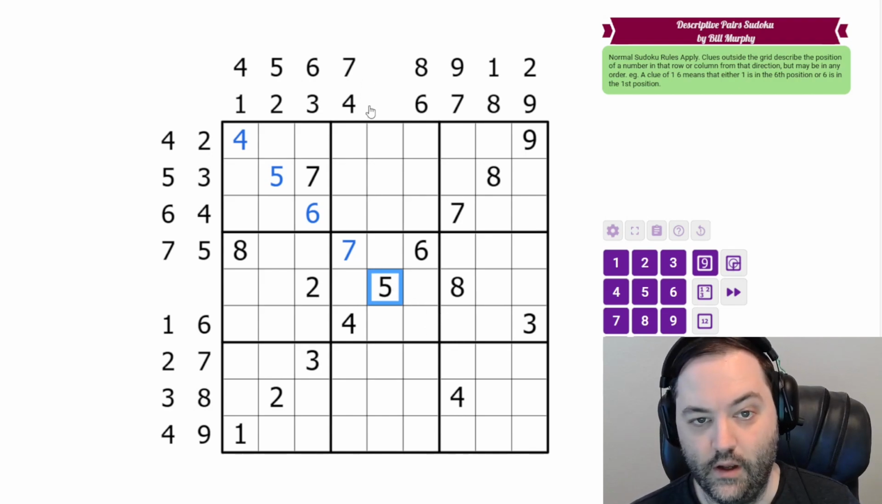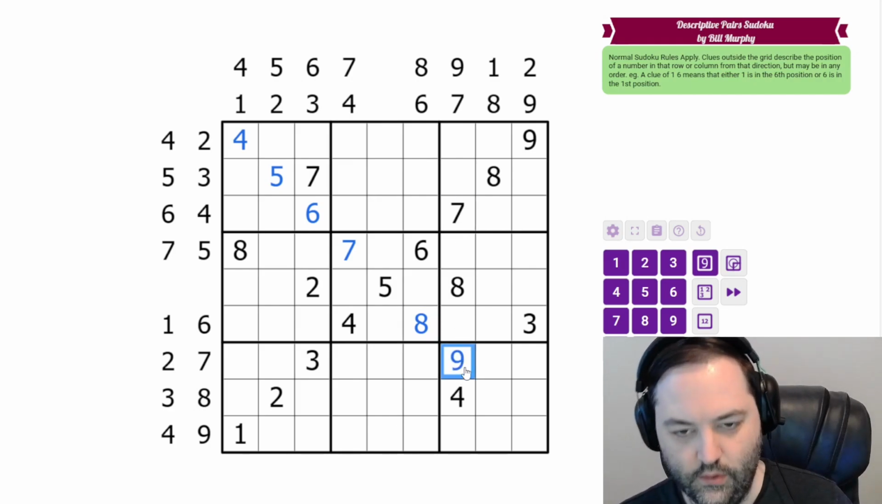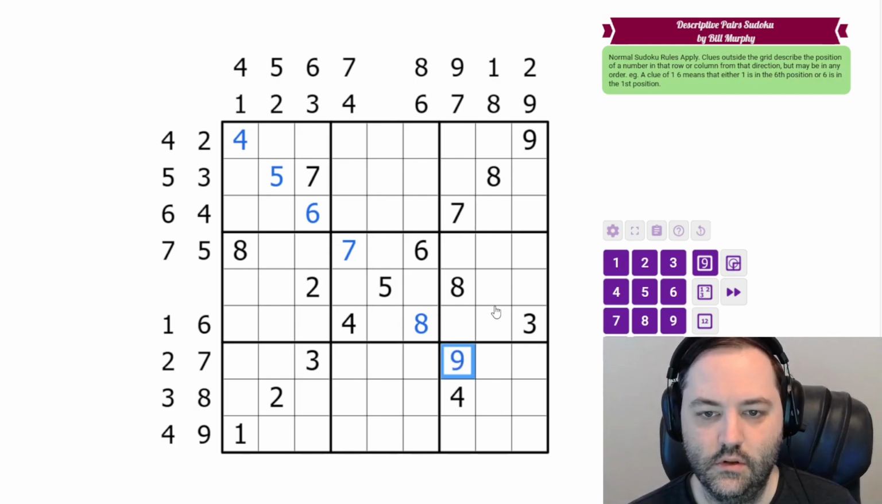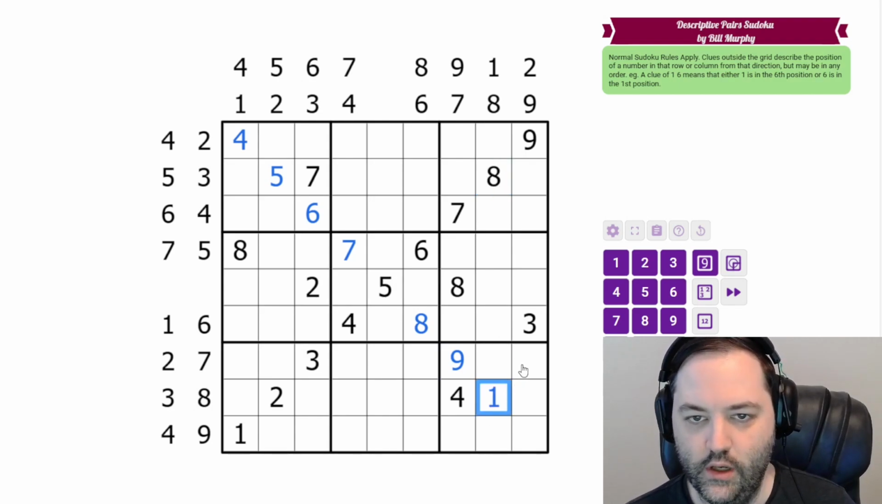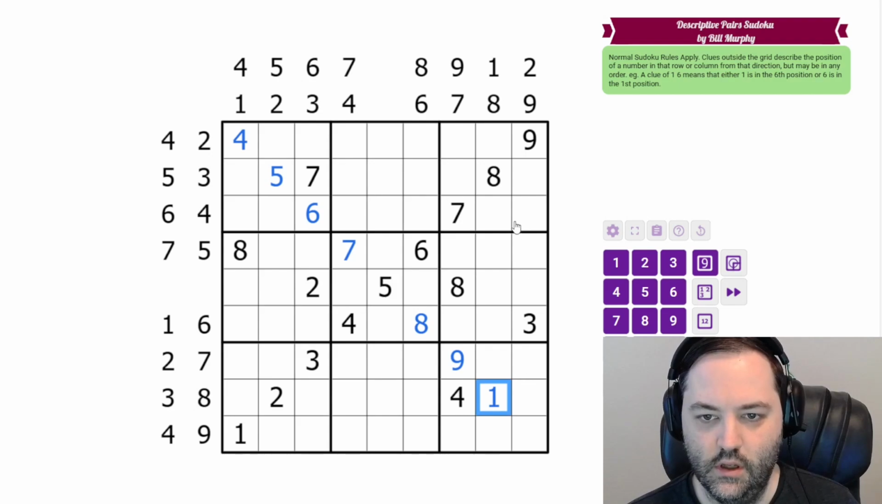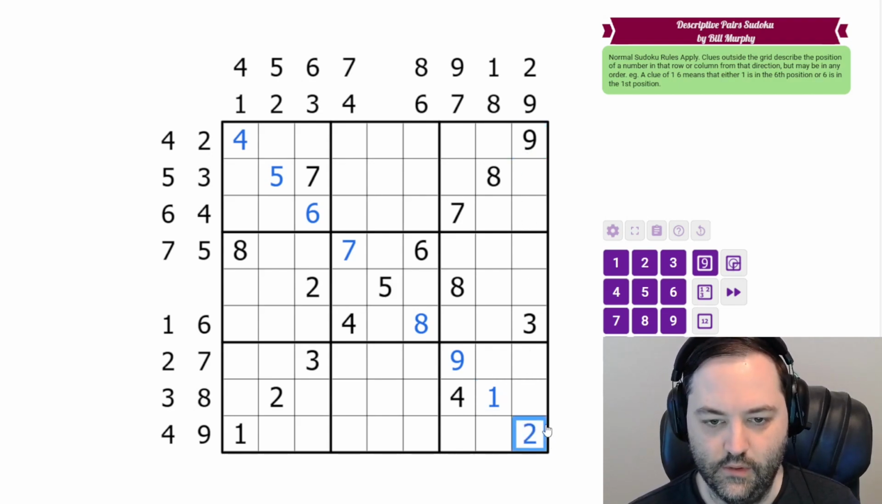This could be a 5-5 if Bill had wanted to continue the pattern, I guess. But column 6, we already have a 6 placed. It is not in the 8th position, so we have 8 in the 6th position. The 7 is not in the 9th position, so we have 9 in the 7th position. The 8 is not in the 1st position, so we have 1 in the 8th position. And then the 9 is not in the 2nd position, so 2 is in the 9th position.